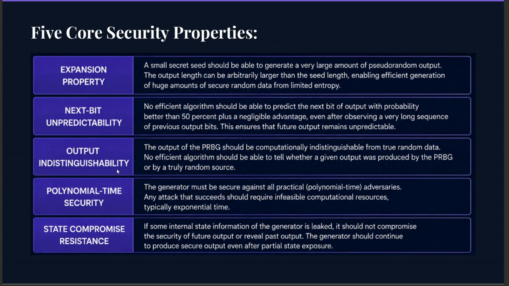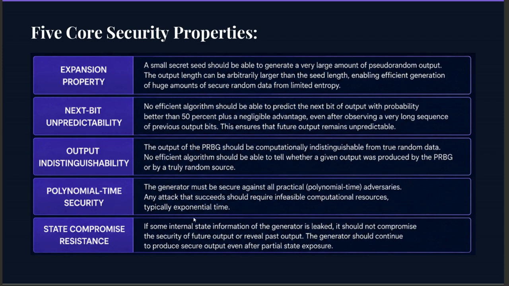Third property is output indistinguishability. The output must look identical to true randomness. No efficient algorithm should determine whether a bit came from physical randomness or a CSPRNG. This concept is extremely important in theoretical cryptography because most theoretical proofs, like cryptographic proofs, are based on this distinguishability game.